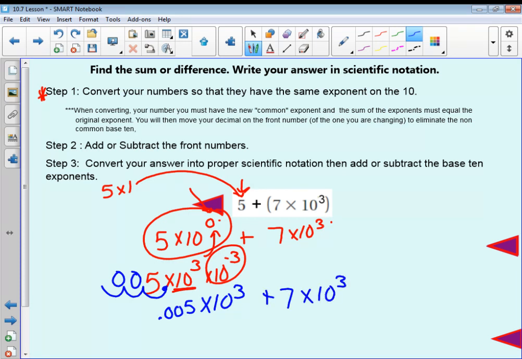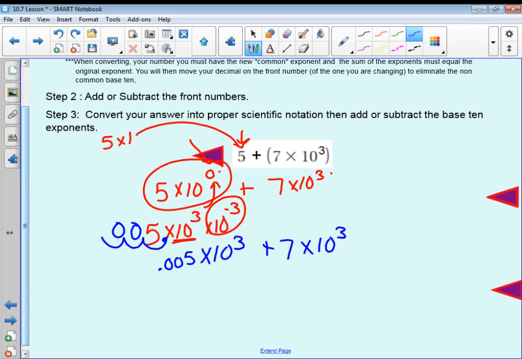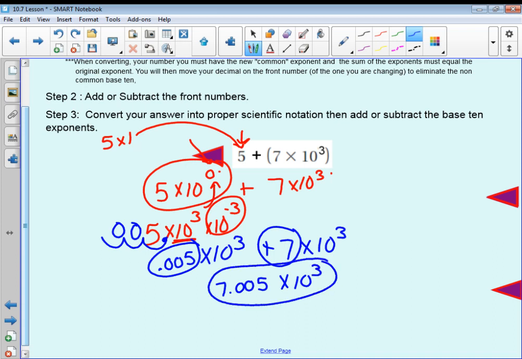Now we can do like we did in our previous video. Now we have the same exponents on our 10s. So we're just going to go ahead and add those together, because it's adding right now, which gives me 7.005 times 10 to the power of 3, final answer. And you should remember from that previous video that we still got the same answer. Before, yes, we changed it into standard notation, and then we found out that the final answer was 7.005 times 10 to the power of 3.